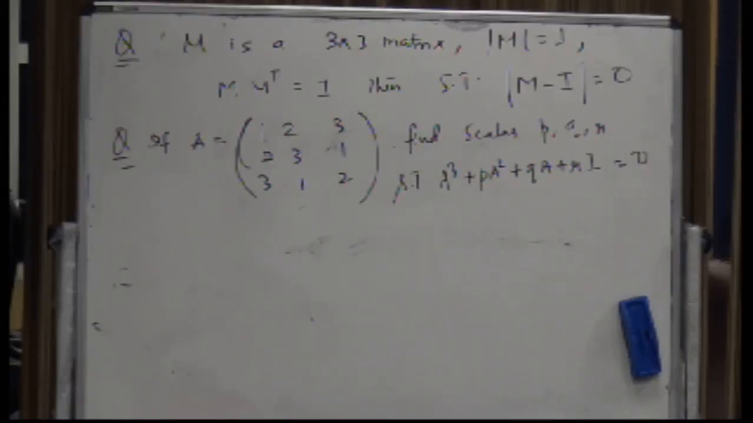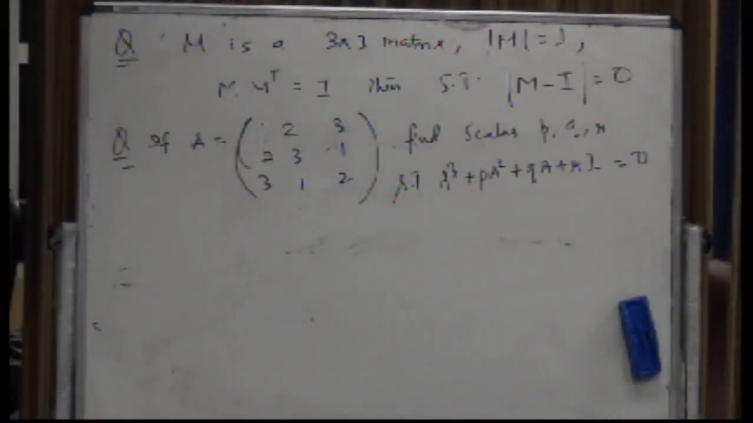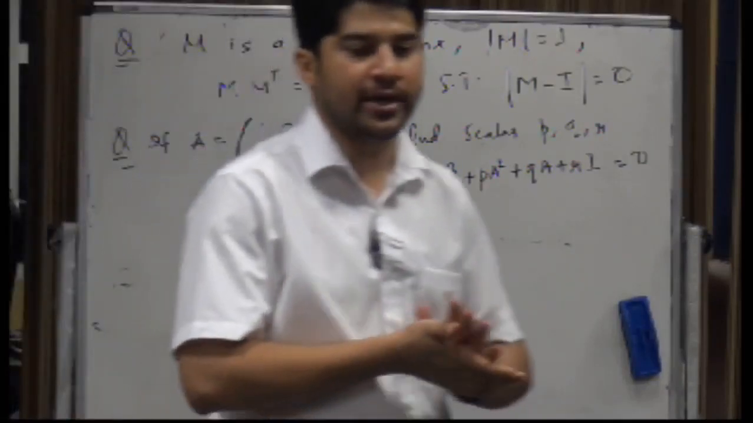You have an M matrix, which is a 3 by 3 matrix, and det of M is 1, and M into M transpose is an identity matrix. Okay. You have to show me that det of M minus I is 0.